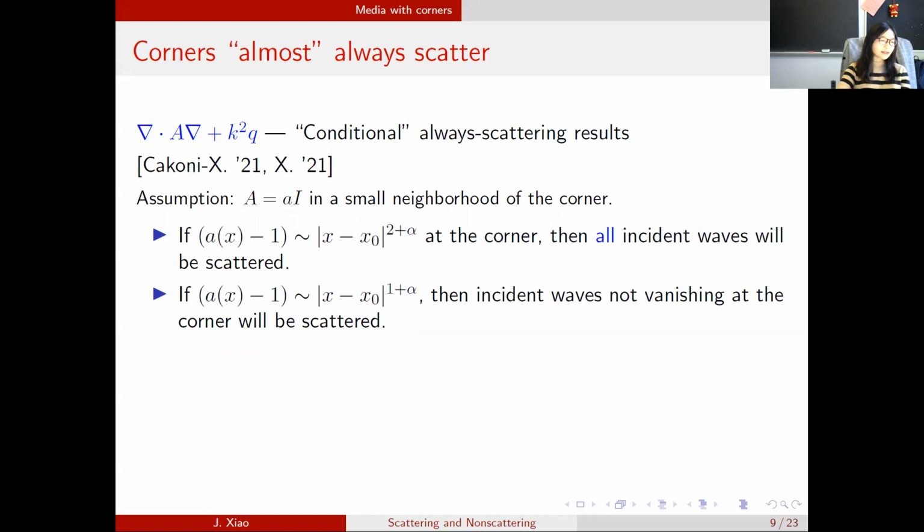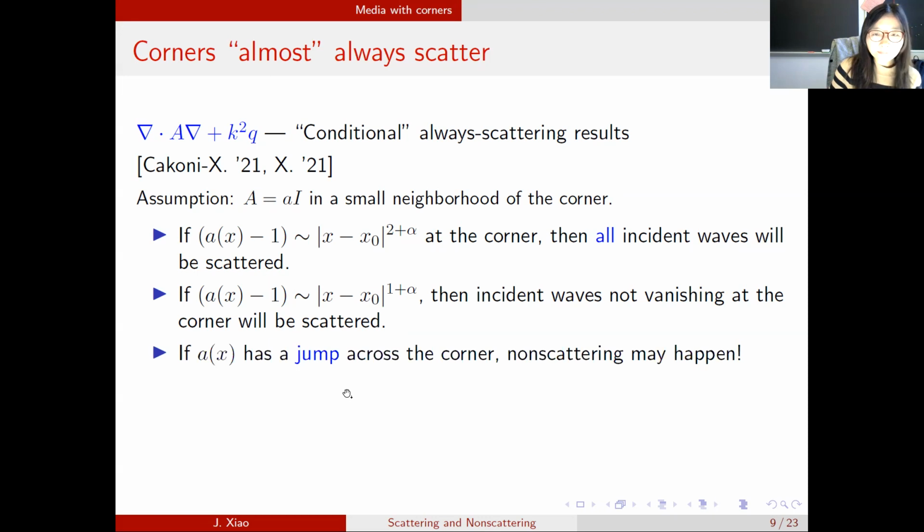So the interesting part comes when A actually has a jump to 1, so A minus 1 doesn't vanish. Say A minus 1 is 0 outside the corner, but inside the corner it doesn't vanish at the corner. In this case, we may have some non-scattering phenomena, and we can actually construct some in some very specific cases.